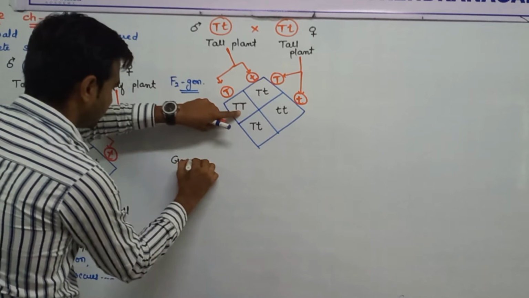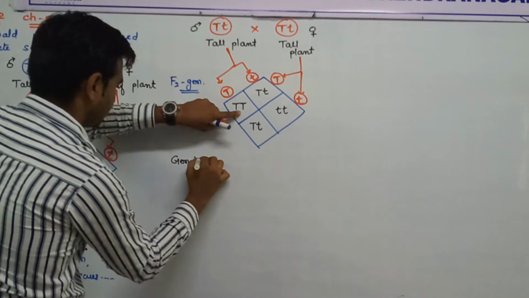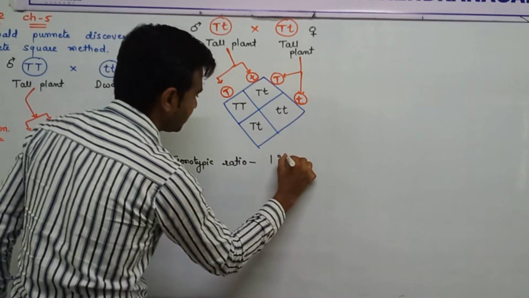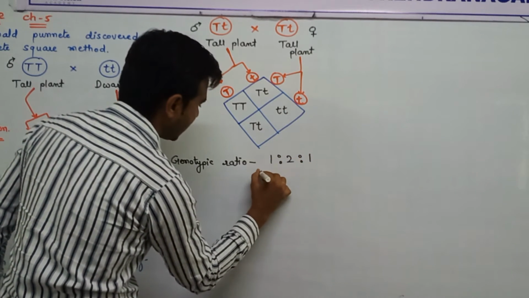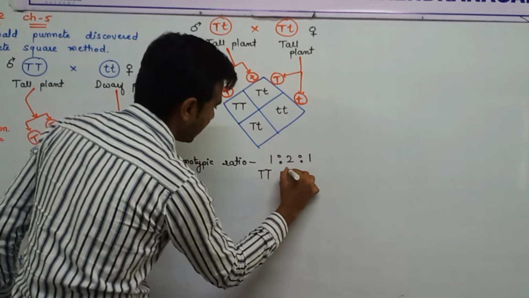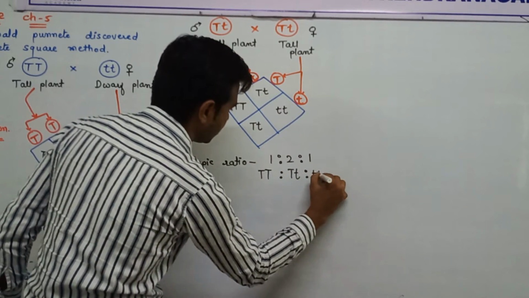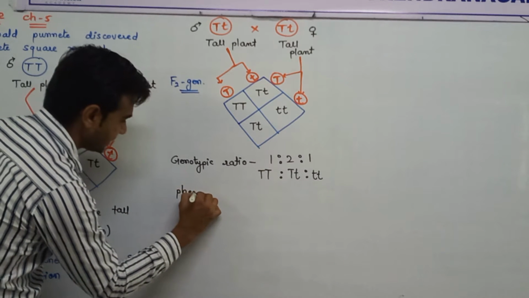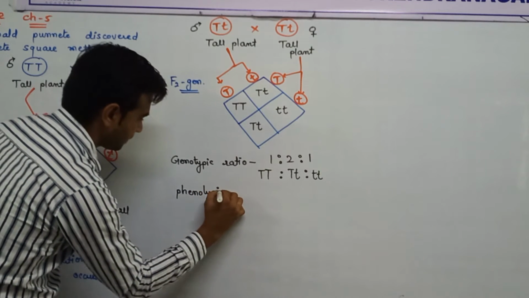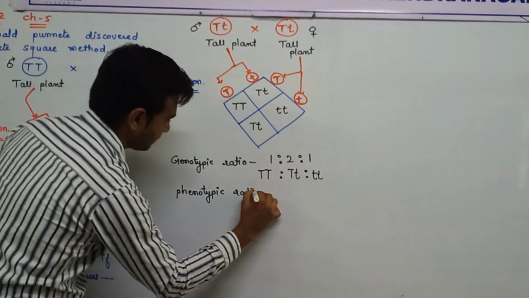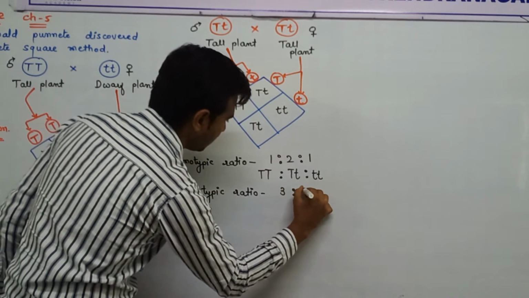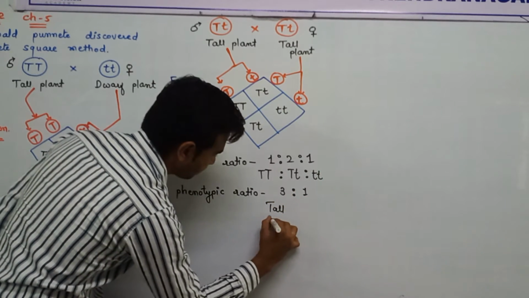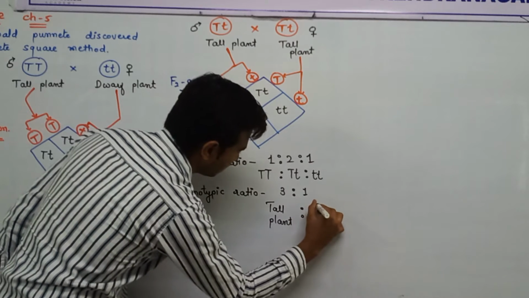Genotypic ratio. Genotypic ratio is 1:2:1. Means capital T capital T is to capital T small t is to small t small t. Fine. Whereas phenotypic ratio is 3:1. So how the 3:1? So tall plant is to dwarf plant.